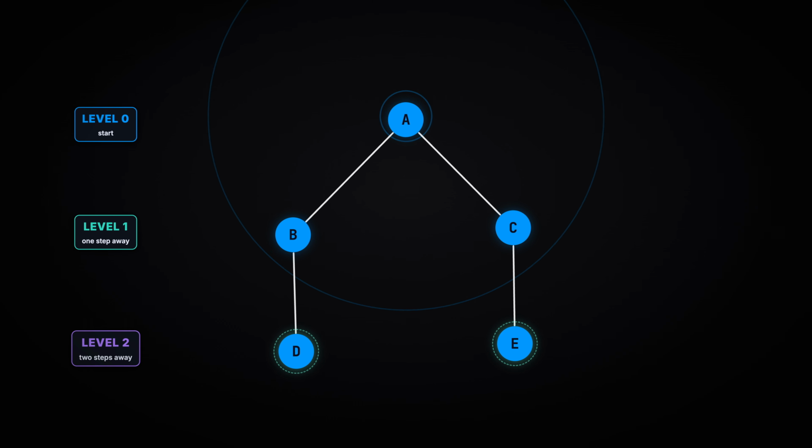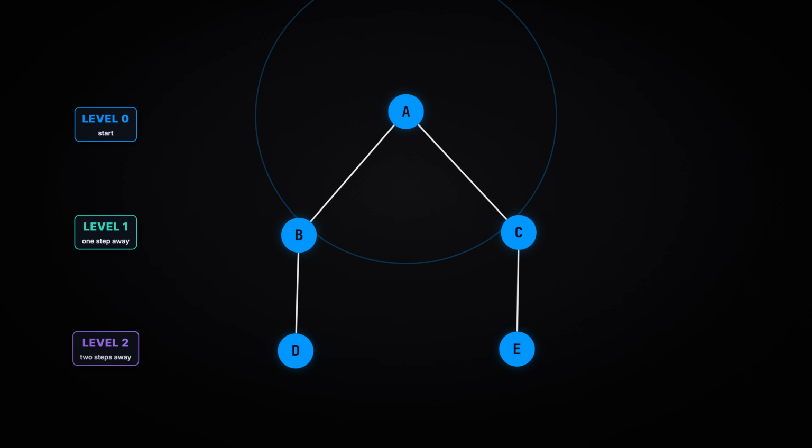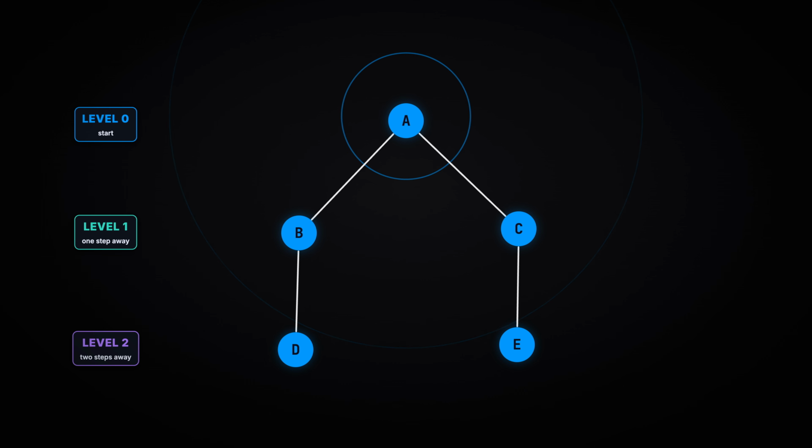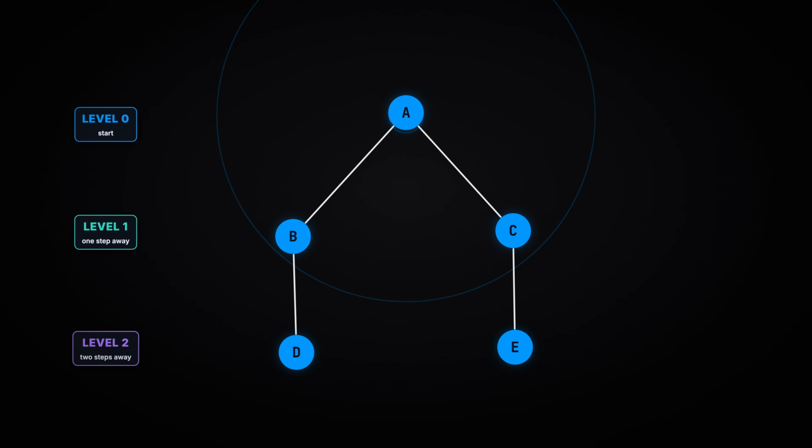It spreads out level by level. First it visits everything one step away, then everything 2 steps away, then 3. Like ripples in a pond moving outward in rings.